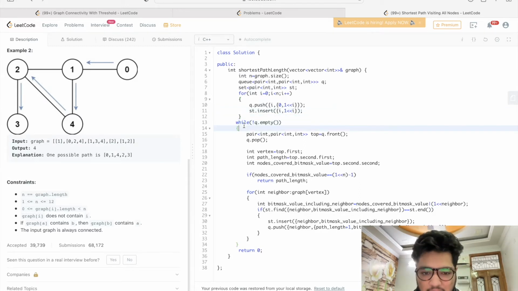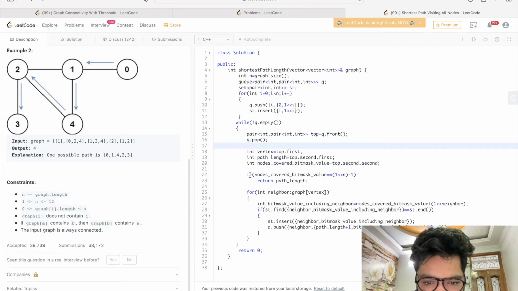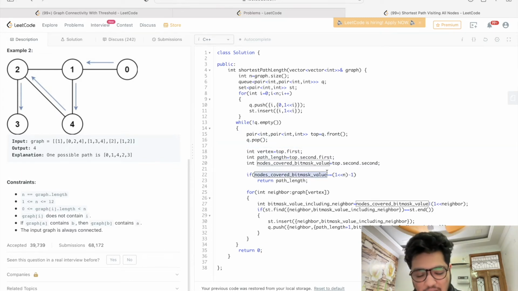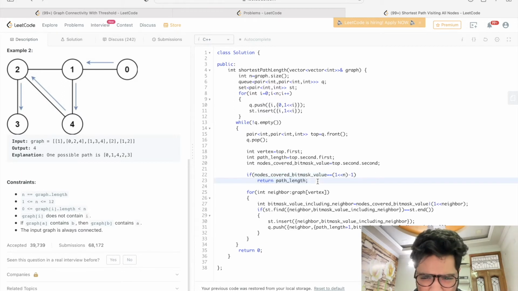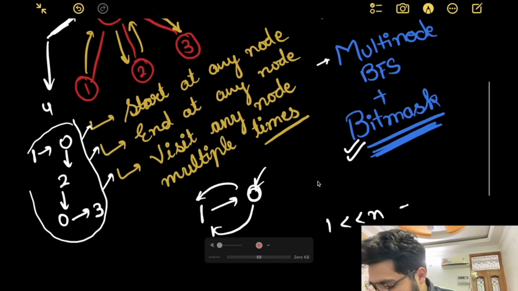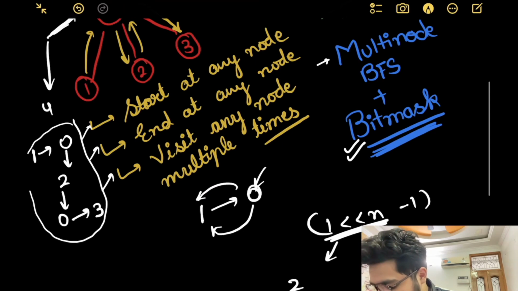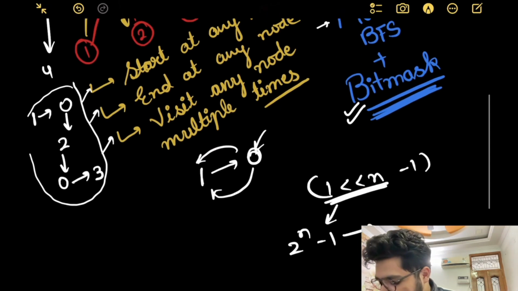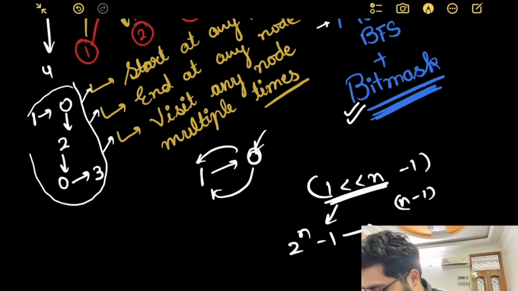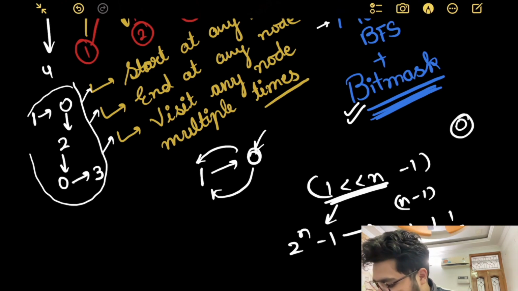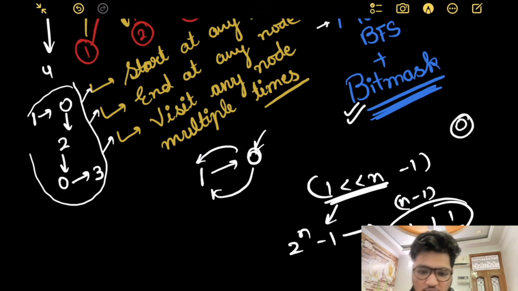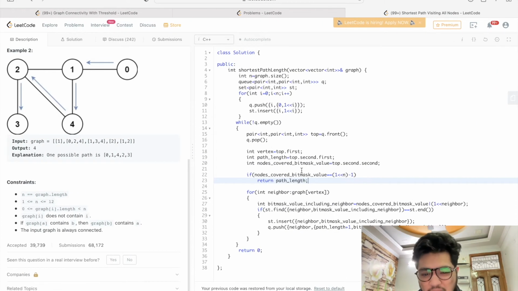Then I'll iterate in my queue, I'll keep popping the elements out of it, and I'll check the nodes covered bit mask value. If it's equal to all the nodes, meaning I have covered all the nodes, then I would return this path length. And what does that mean? It means 1 to the power n minus 1. You must know that 1 shifted by n would be 2 to the power n, and 2 to the power n minus 1 looks like n times 1. So yeah, it will tell you all the nodes are visited.